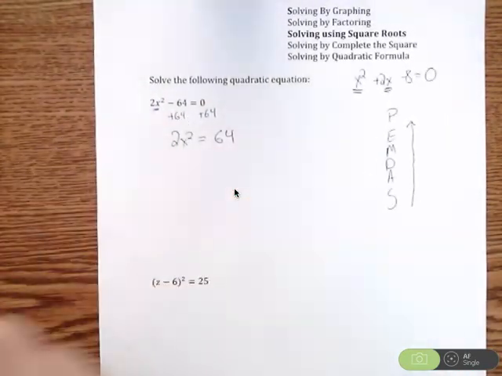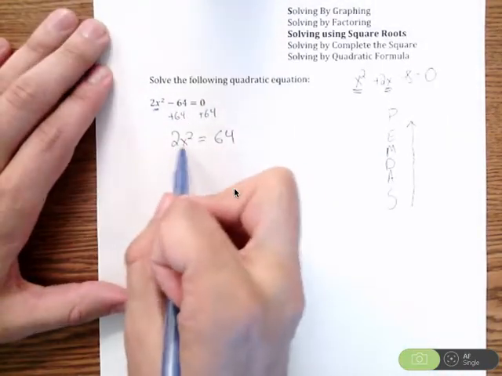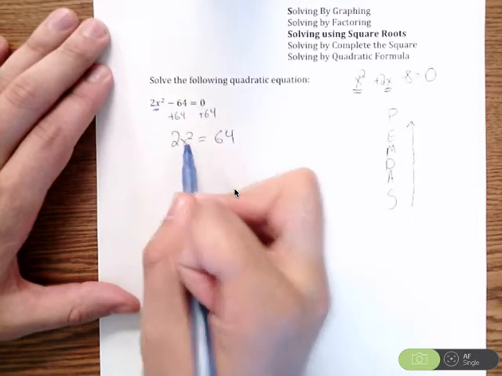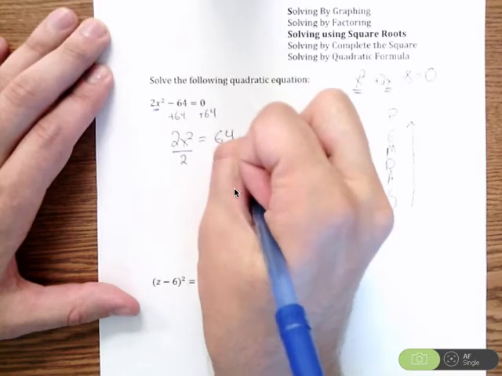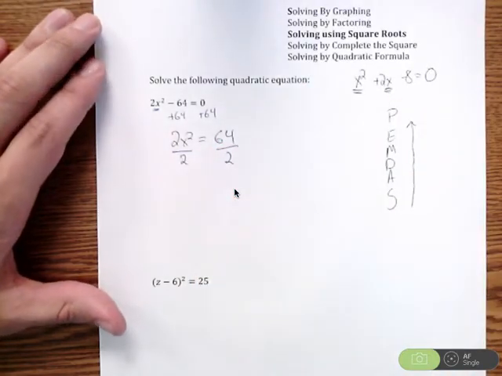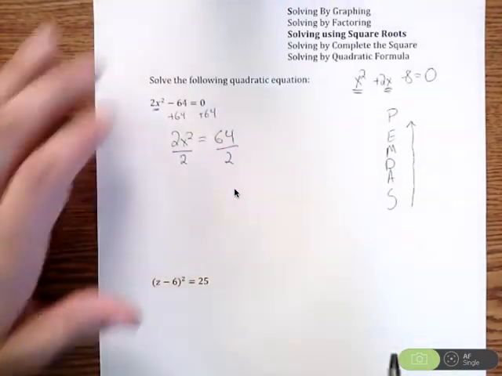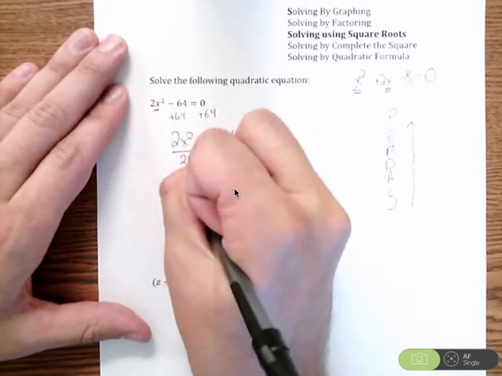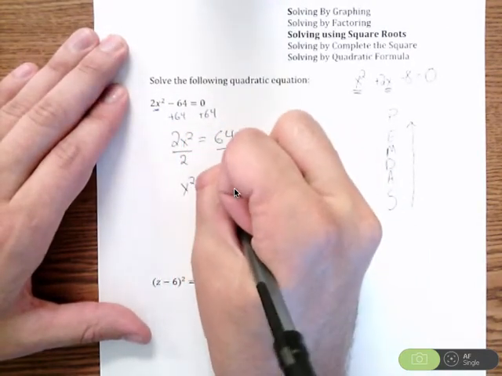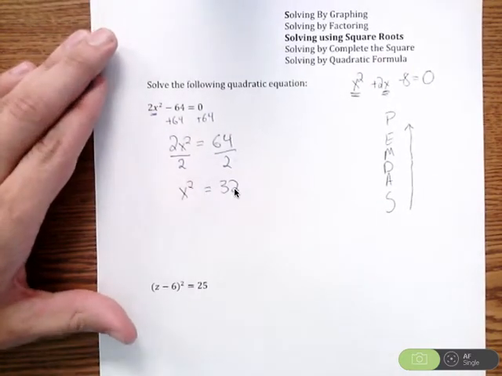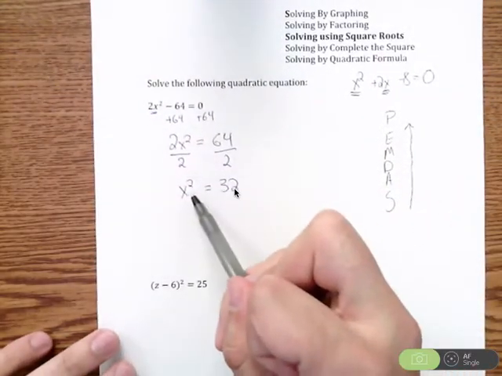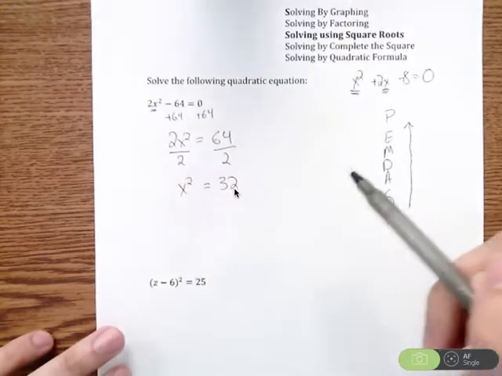After I got rid of that subtraction, the next thing I want to do is get rid of this 2, because that's 2 times x squared. The opposite of multiplication is division, so I'm going to divide both sides by 2. That's going to give us x squared equals 32, when you do 64 divided by 2. Now I'm almost to getting this x all by itself. I just have that square with it.